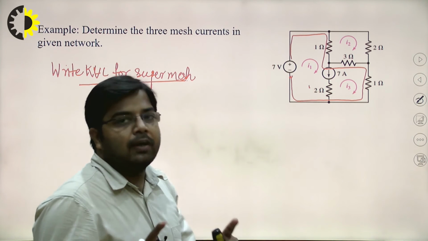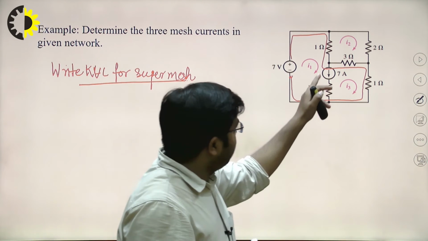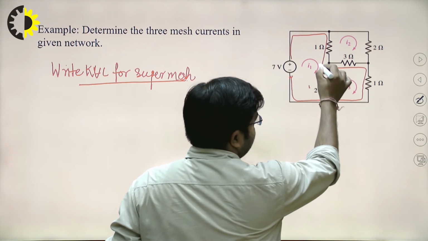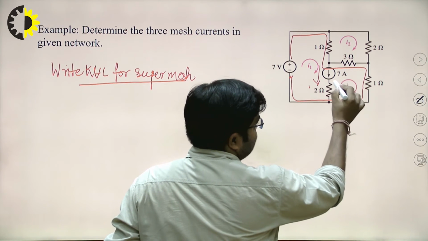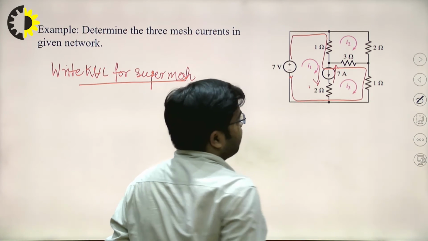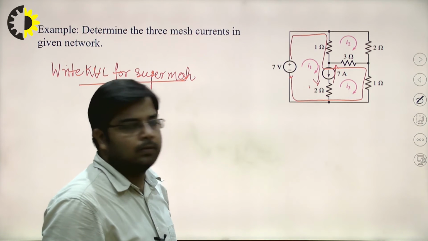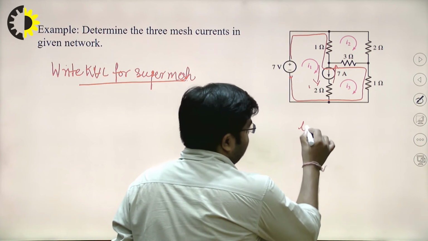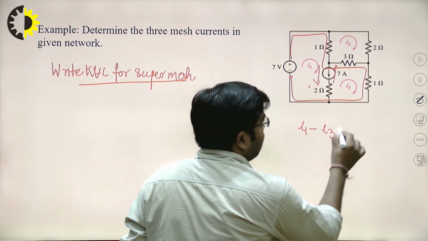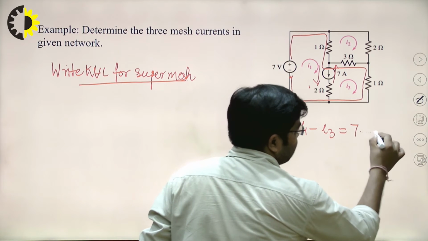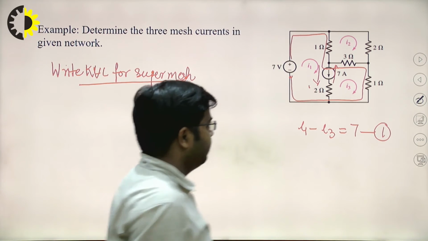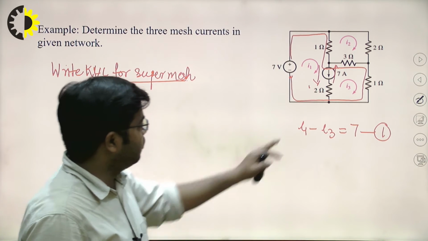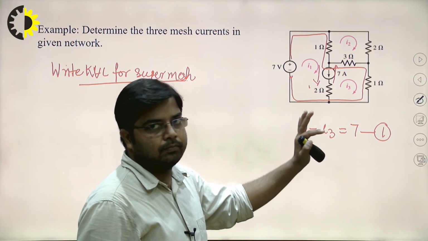So first write the equation number 1. Here you can say this is the direction of I1 current and this is the direction of I3 current. So you can write I1 minus I3 is equal to 7. Suppose this is equation number 1. This current relation will give equation number 1.